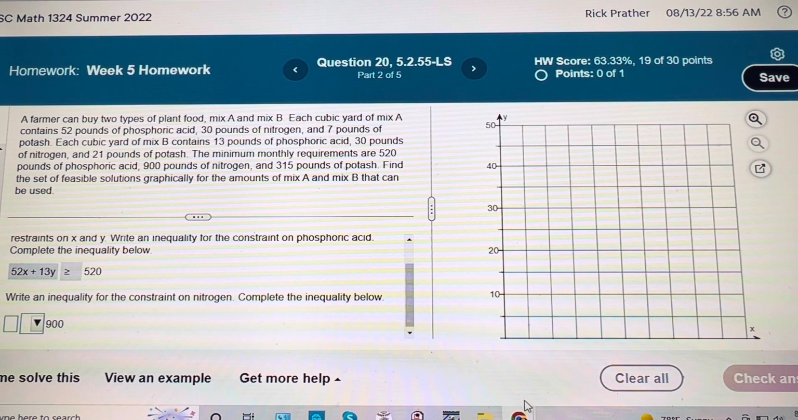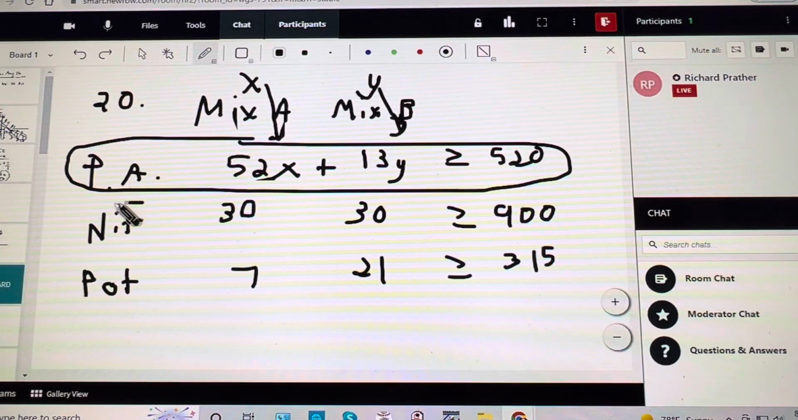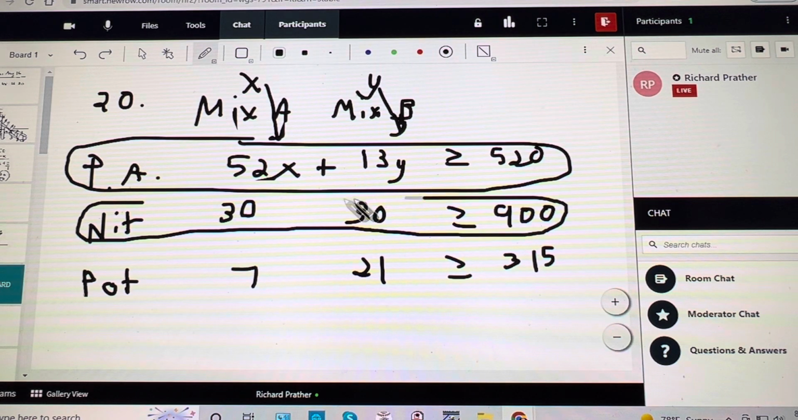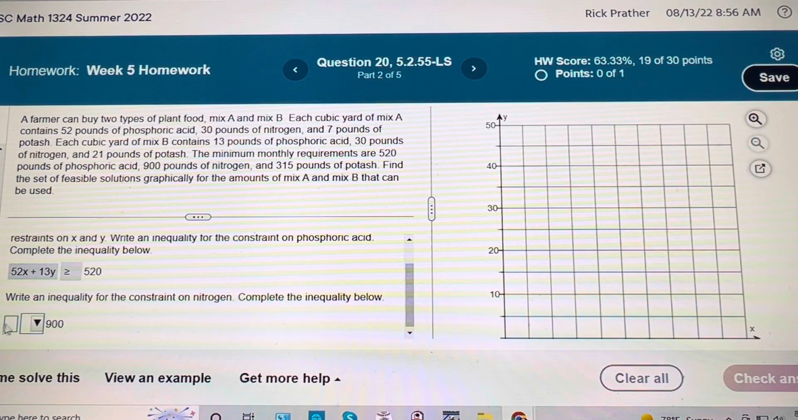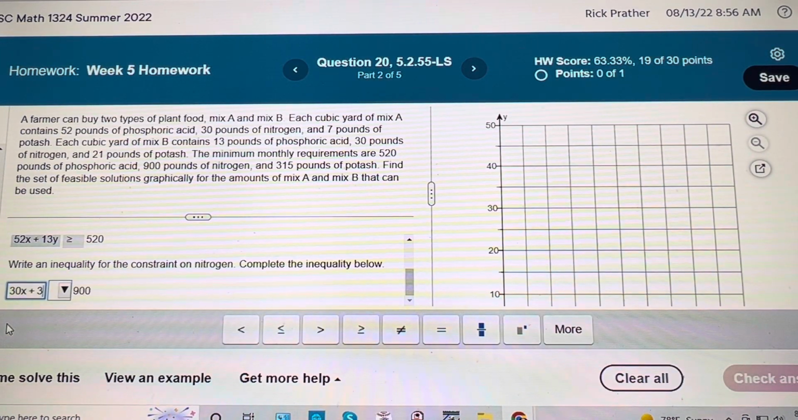Okay, for the nitrogen, it's 30x plus 30y equals 900. Or greater than or equal to 900. 30x plus 30y is greater than or equal to 900.